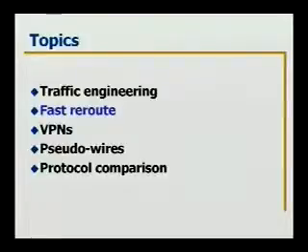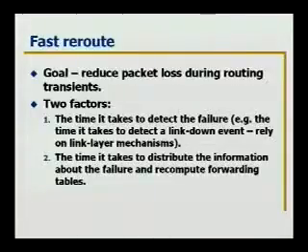As with traffic engineering, the problem of fast reroute is not a new problem. What happens is that if there is a failure in a network, it will take a while until the failure will be detected and until everybody else will find out about the failure and recompute their forwarding path. So in the meantime, the traffic is going to get lost. So the goal is to minimize the time during which there is packet loss during routing transient.